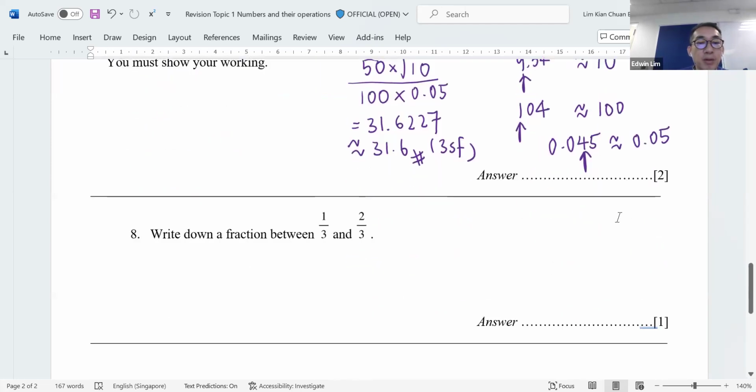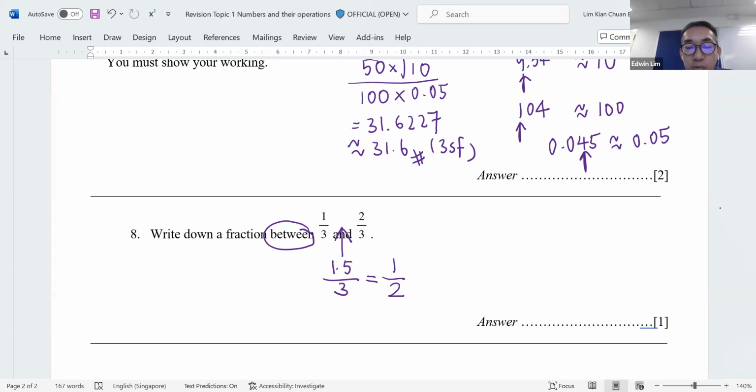Last question. Write down a fraction between 1/3 and 2/3. All right. Between, they want a number in the middle of 1 and 2. So if I look at here, in between 1 and 2 is 1.5 over 3. But please remember, do not write this as the answer because for a fraction, there are no decimals at all. So if you're doing it this way, you need to key in as a fraction 1.5 over 3. You press the equal sign, you will get half.